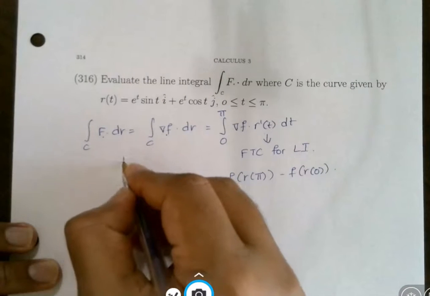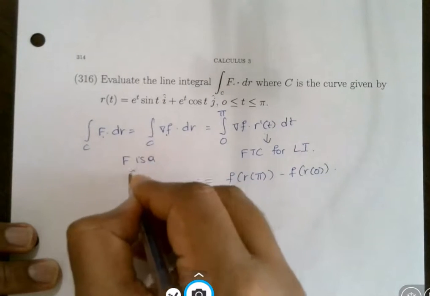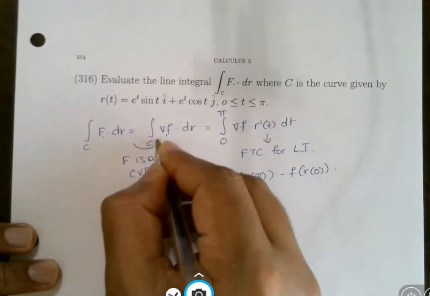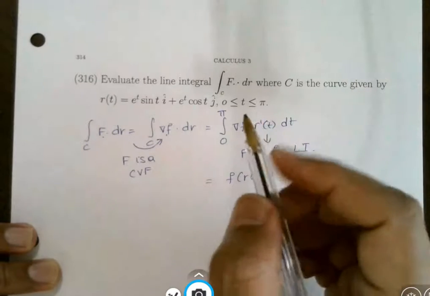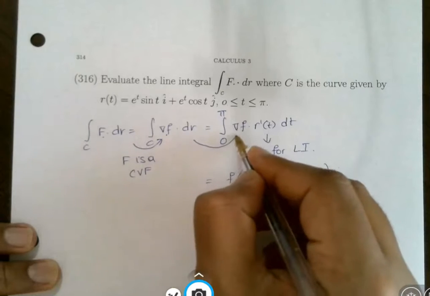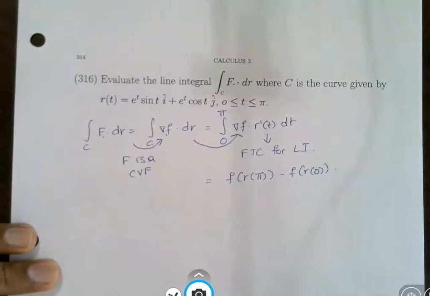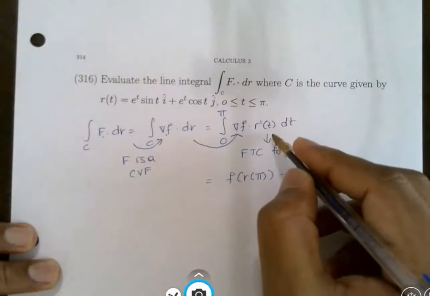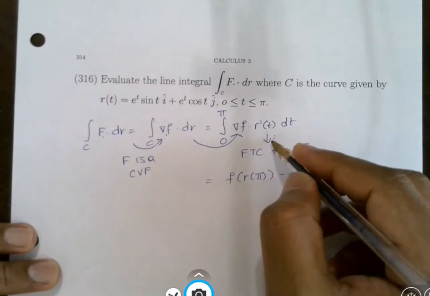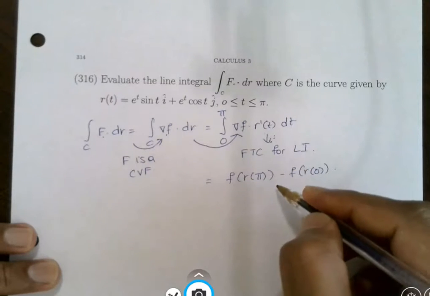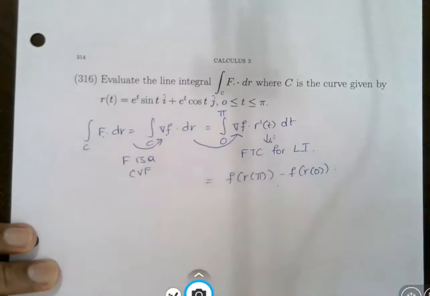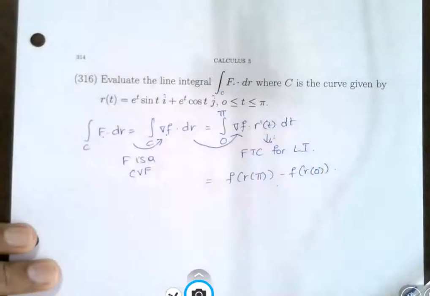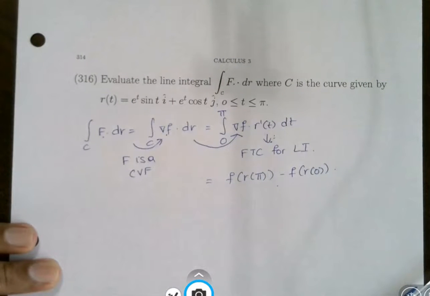Again, because F is a conservative vector field, I'm able to go from here to here, and this is just a definition of a line integral. There are several ways you can write a line integral. Because I'm able to write it like that using the fundamental theorem of calculus, it is easy. If I didn't have the fundamental theorem, I would still be able to do it using the concepts that I learned in 16.2, but it would not be that easy.